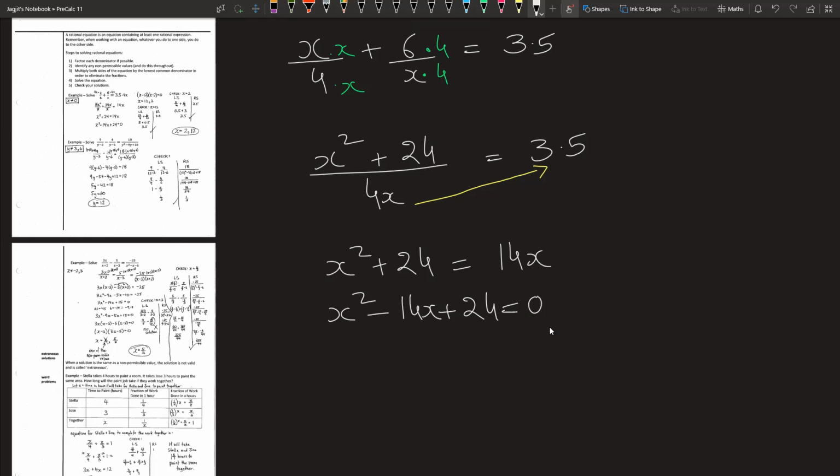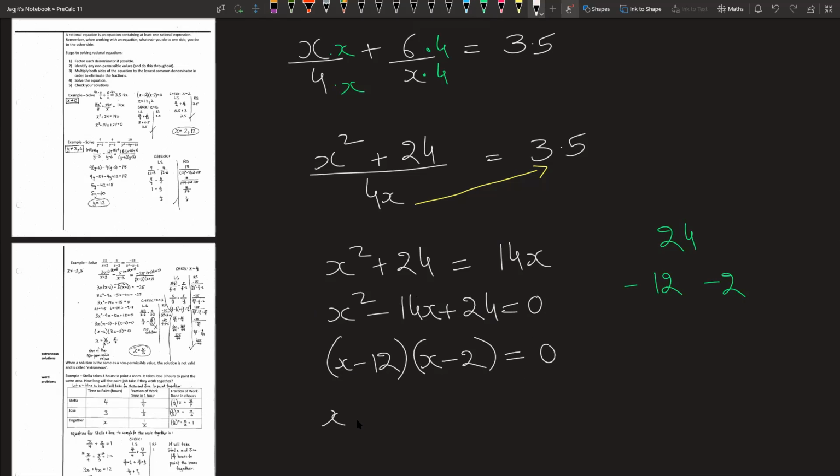This is your simple quadratic equation. Let's factor that. Number in front of x squared is 1. 1 times 24 will give you 24. We want to find two numbers. When you multiply them, you get 24. When you add them, you get minus 14. I know it will be some combination of 12 and 2. I want the sum to be minus 14, so it must be minus 12 and minus 2. So your factors are going to be x minus 12 and x minus 2. That is equal to 0.